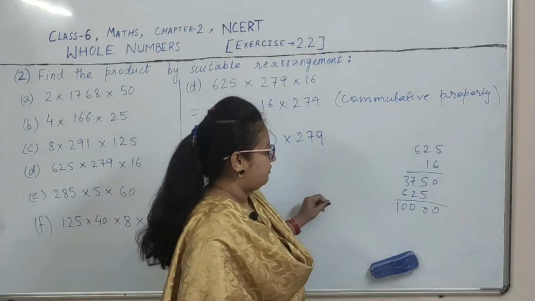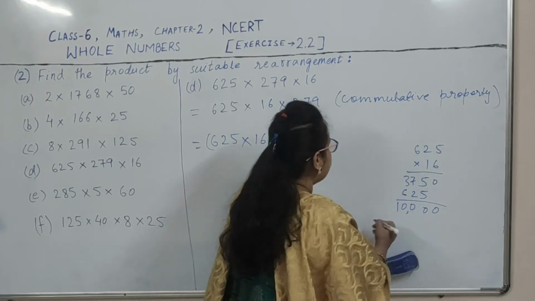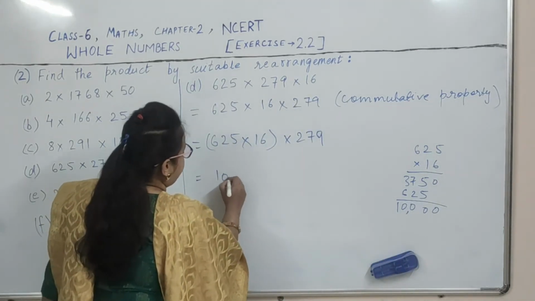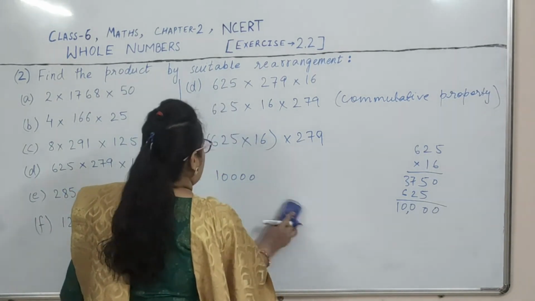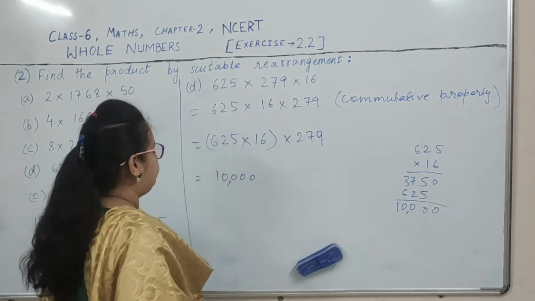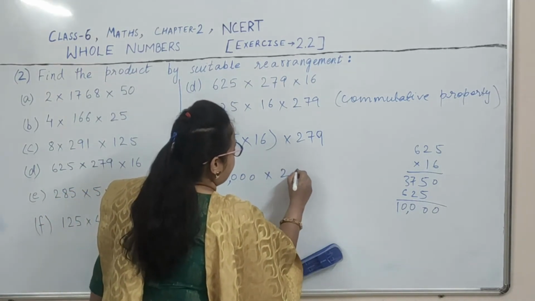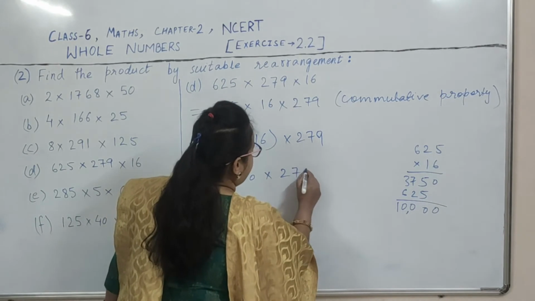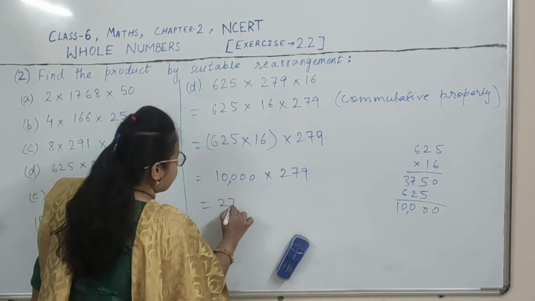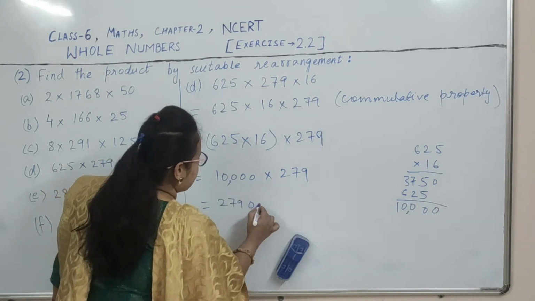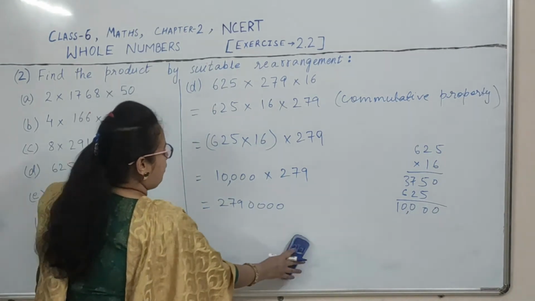What is this number? When we multiplied these two numbers, we got 10,000. It is 10,000. So what will we write? We will write 10,000 here. Okay, it is 10,000, and multiplied by 279. So this multiplied by this will be what? 279. And these are all zeros. So how many zeros are there? 4 zeros. Okay, so what is that number?